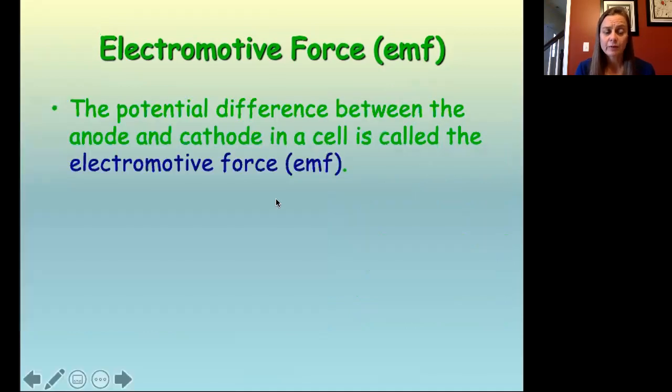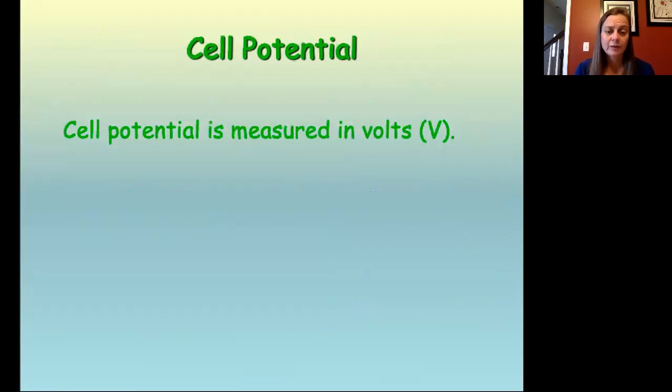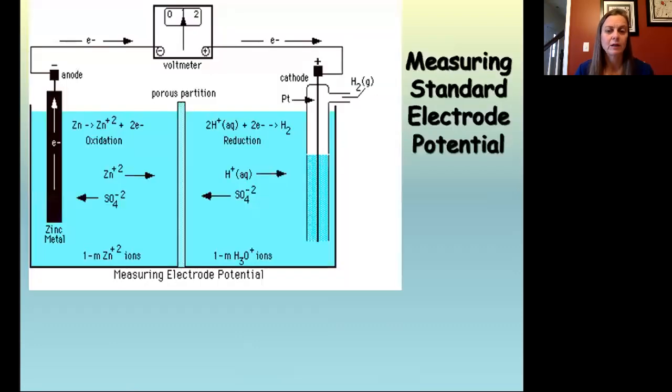So we call the difference between the anode and the cathode the electromotive force. We also call it the cell potential. That's what we're going to call it for the most part in AP chemistry, and we designate it as E sub cell. That cell potential is measured in volts, and a volt is a joule per coulomb. So a coulomb is the charge on a mole of electrons, or the charge per mole of electrons.